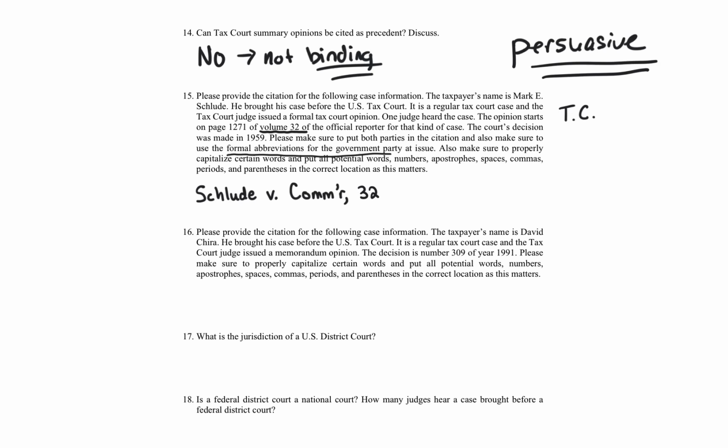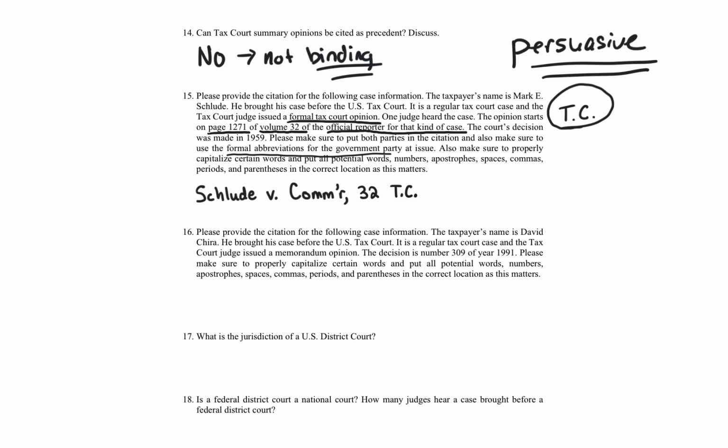Then we're going to do another space. This is where the T period, C period, all capitalized, that's this right here. That is the official tax court reporter, the official reporter for that kind of case. And the case is a formal tax court opinion, a regular tax court opinion, not a memorandum, not a summary opinion, regular. Then we do another space and we do the page number. It's on page 1271 where it starts.